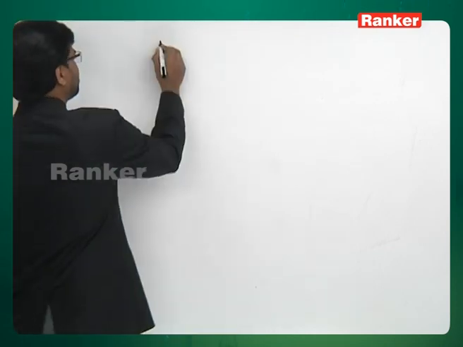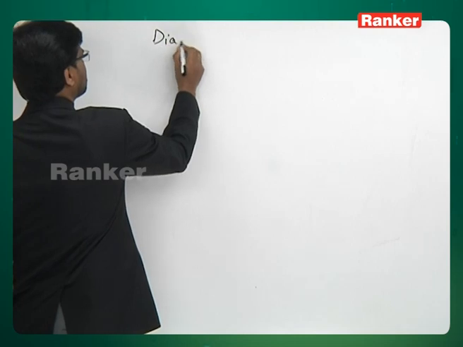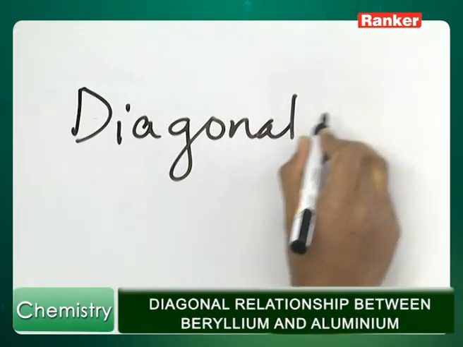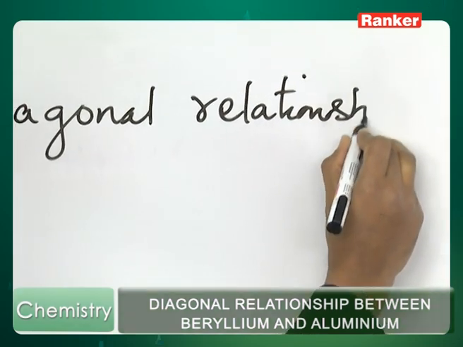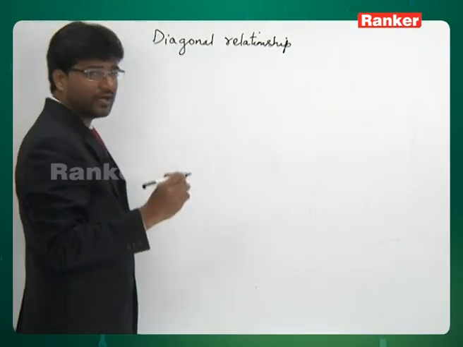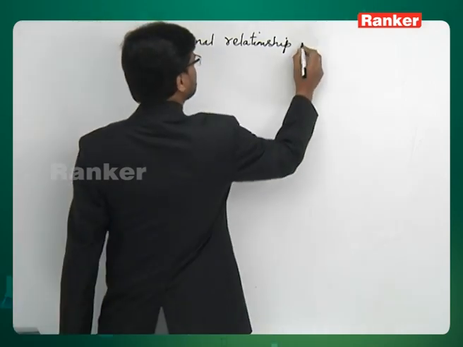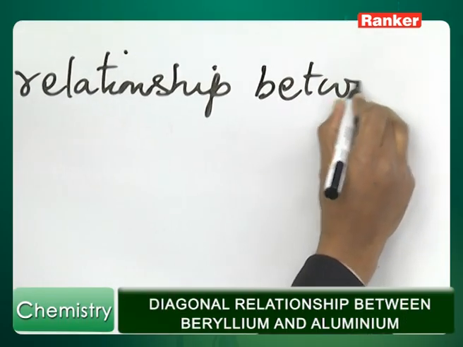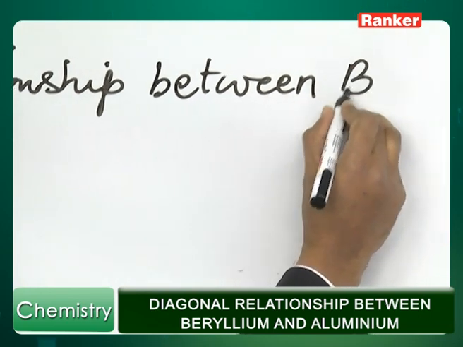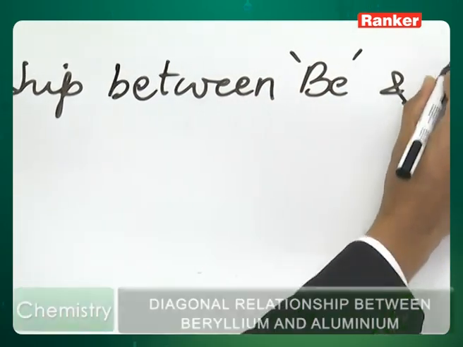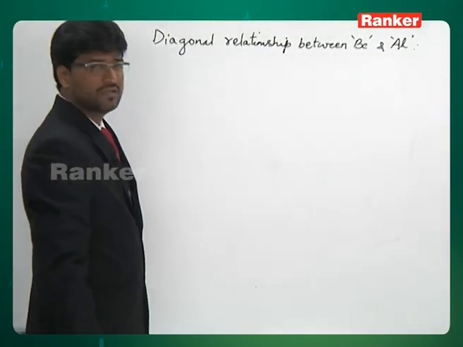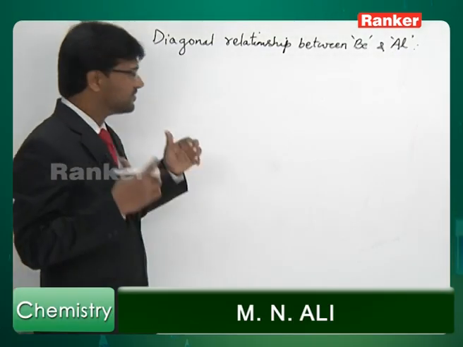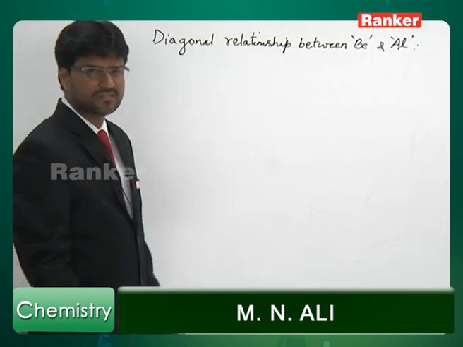Well, the next thing we are going to discuss is diagonal relationship. There is a diagonal relationship between beryllium of group 2A and aluminium of group 3. Beryllium and aluminium resemble each other in some of their properties, and this resemblance is described as diagonal relationship.